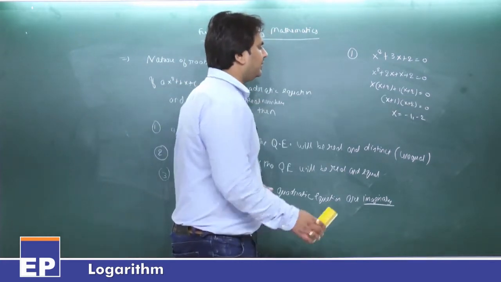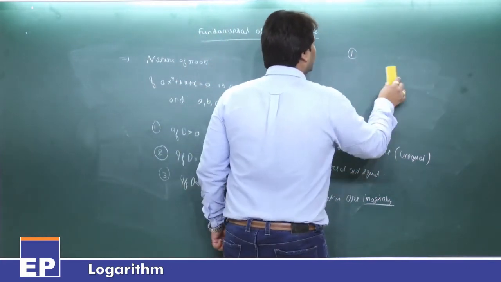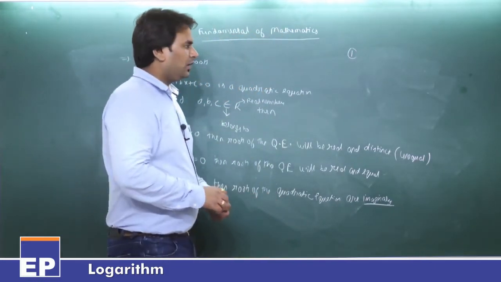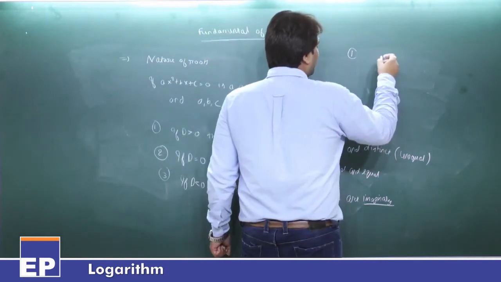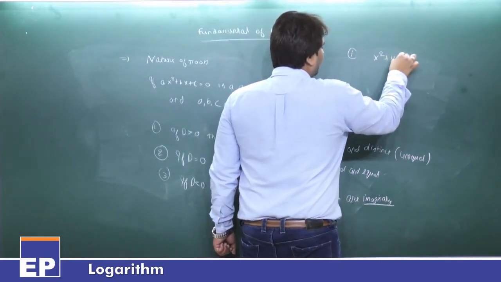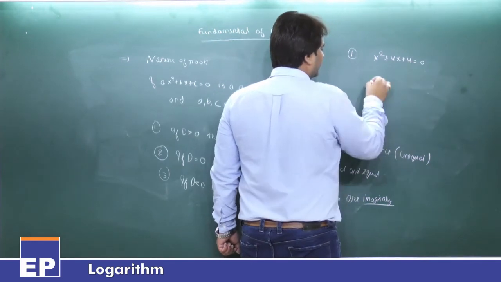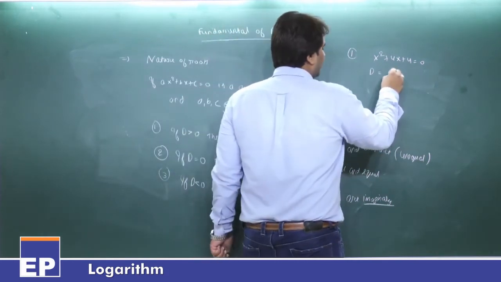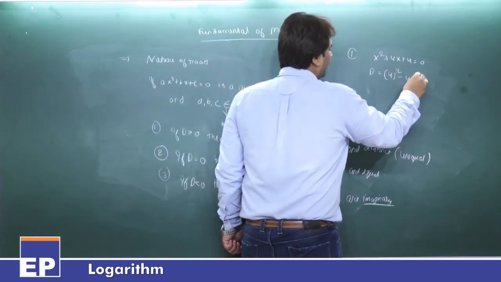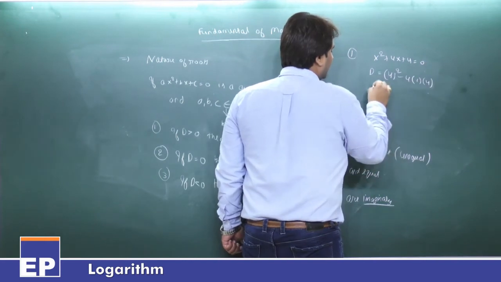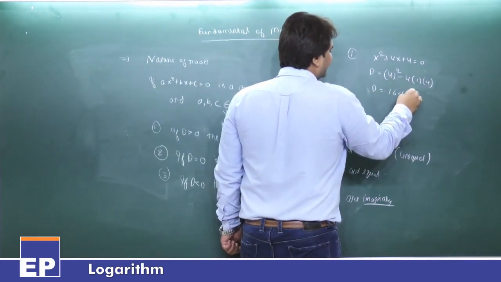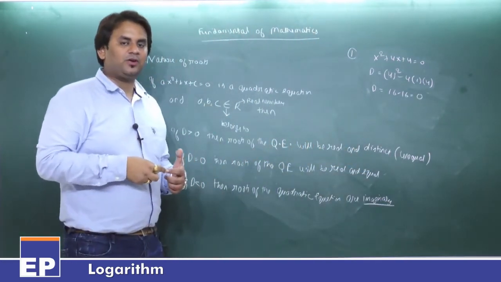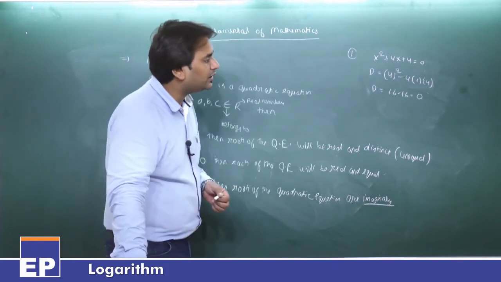Now I will justify case number 2. What is case number 2? If d is equal to 0, then roots of the quadratic equation will be real and equal. For roots real and equal, I am taking an example like this: x square plus 4x plus 4 is equal to 0. What is d? D is b square minus 4ac. B square is 4 square, minus 4 into a, which is 1, into 4. So d will become 16 minus 16, which is equal to 0. Here d is coming out 0. Then definitely roots will be real and equal.